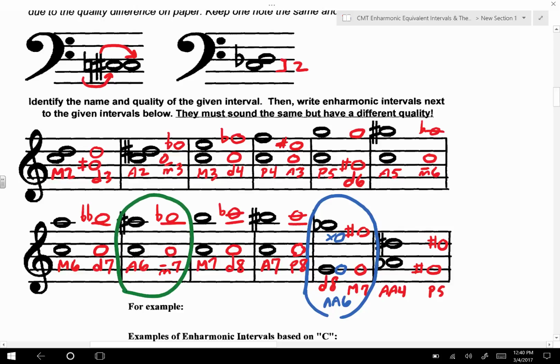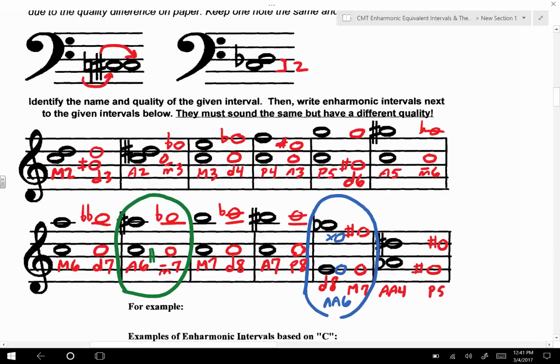Okay. So our original interval is an augmented sixth. We have a C up to an A sharp. That's an A6. I have rewritten it enharmonically as a minor seventh, which is C to a B flat. So I've changed the top note, but I can also change the bottom note.